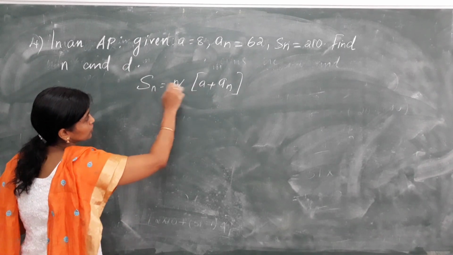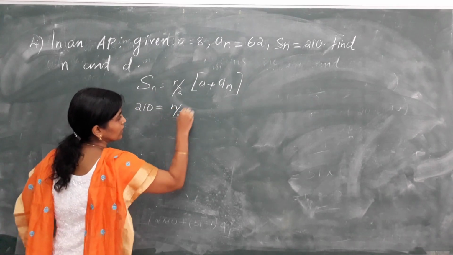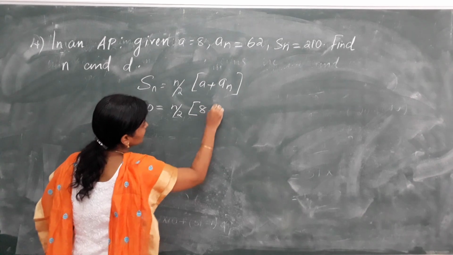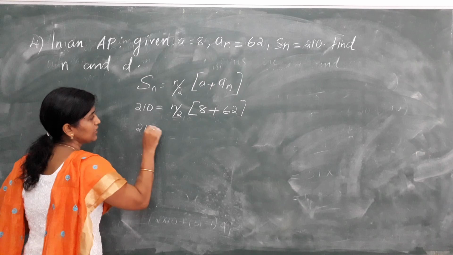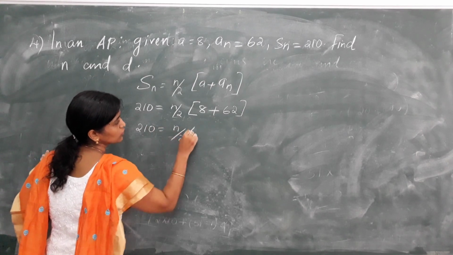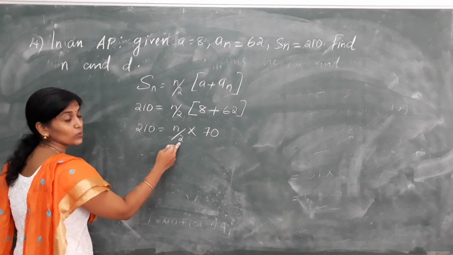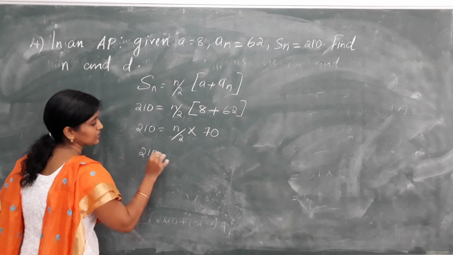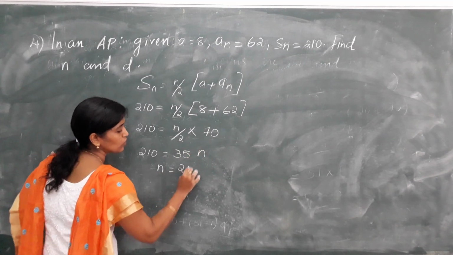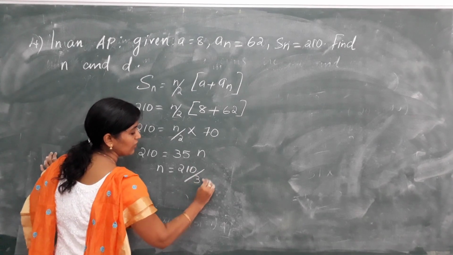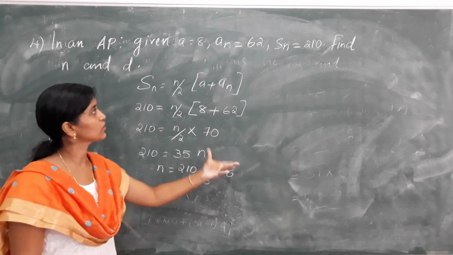So here we substitute SN, that's 210 is equal to N by 2 into A is 8 plus AN is 62. So we get 210 is equal to N by 2 into 62 plus 8 is 70. Again 70 divided by 2 is 35. So 210 is equal to 35N. So we get N is equal to 210 by 35, which is equal to 6. So the value of N is equal to 6.